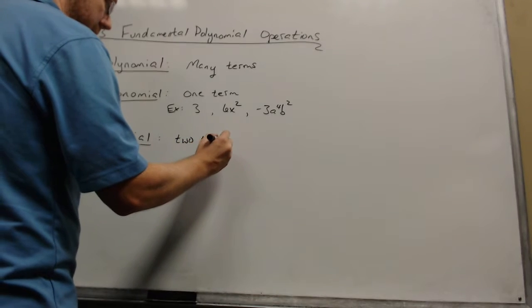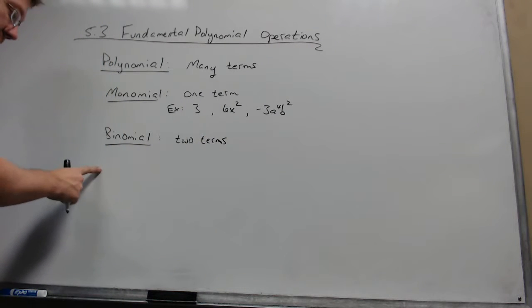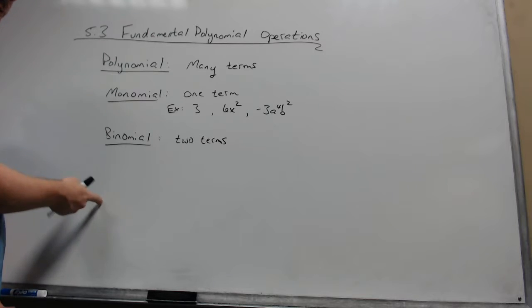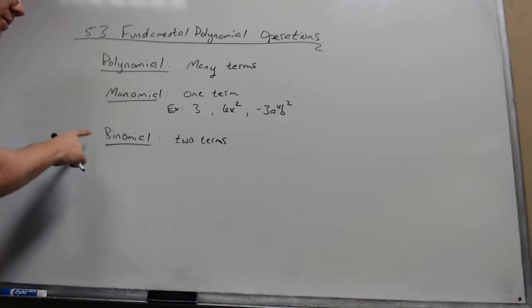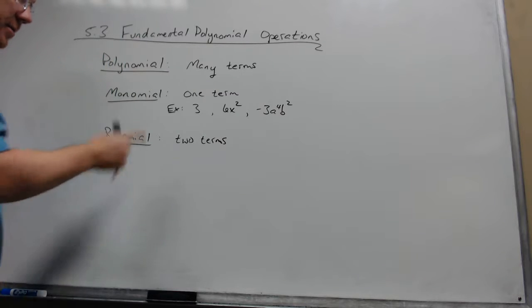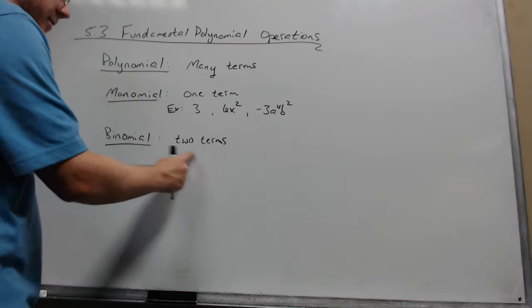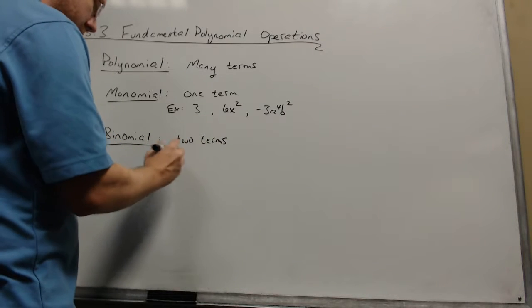I'm going to stop here with a couple examples, but this could keep going on with trinomials and quadrinomials. I'm sure there's a name for all of them, but eventually once you get past binomial or trinomial, usually we just characterize them all as polynomials, meaning they have more than one term, many terms. So some examples of polynomials.